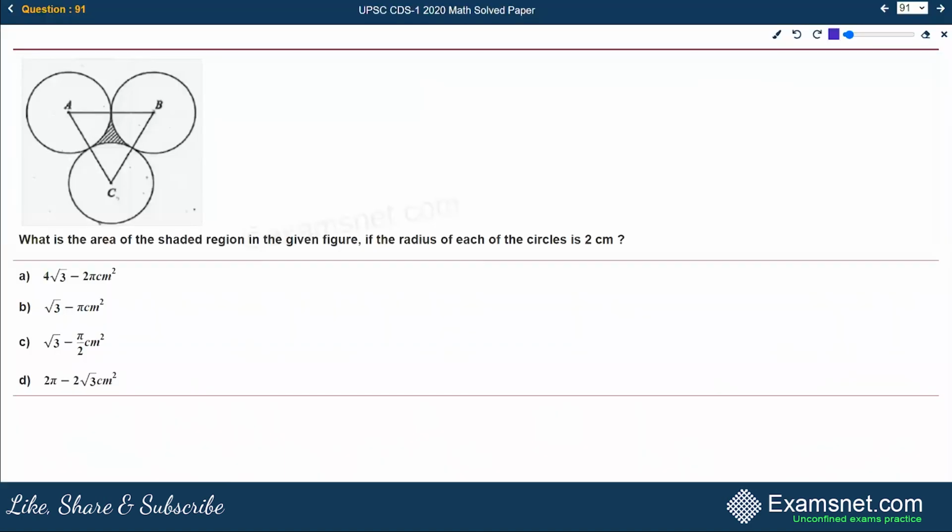In question number 91, we are given the figure. What is the area of the shaded region? This is the shaded region here in the given figure. If the radius of each of the circles, there are 3 circles given in this figure, is 2 centimeter. That means this part is 2, this part 2, these parts are 2 centimeter. We will start with the solution, but before that we will write some formulas that we are going to use here.